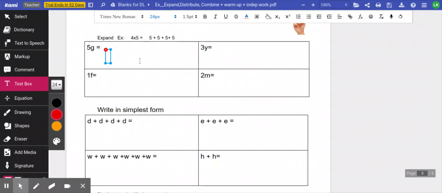So then here, 5g. Remember that means 5 times g. So another way I can show this would be g plus g plus g plus g plus g. I've got g 5 times. I want you to try with these next 3. Go ahead and pause the video and try that now.